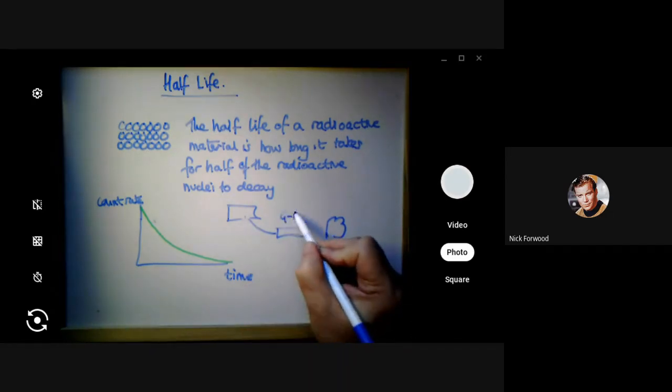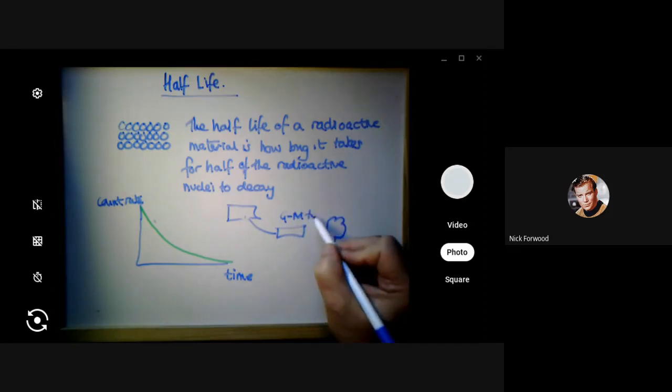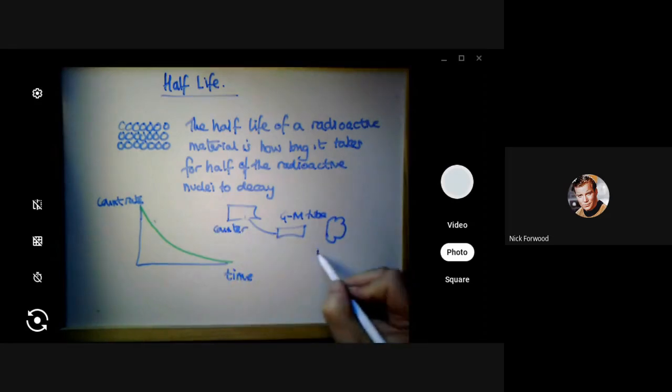I've got a GM tube. I've got my counter. And I've got my radioactive material.